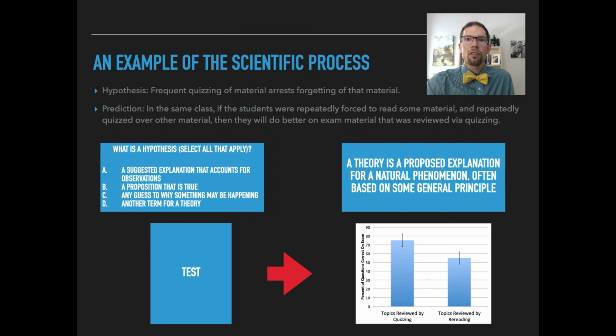I then give you a test on it later, and based on the results of that exam, I found that on the topics that we reviewed by quizzing, students did statistically better than on the topics that were reviewed just by rereading the material. And so this outcome would actually support my hypothesis. Notice I didn't say prove my hypothesis, but it gives support to the idea that frequent quizzing will result in doing better on the exam compared to just frequently rereading the material over and over again.